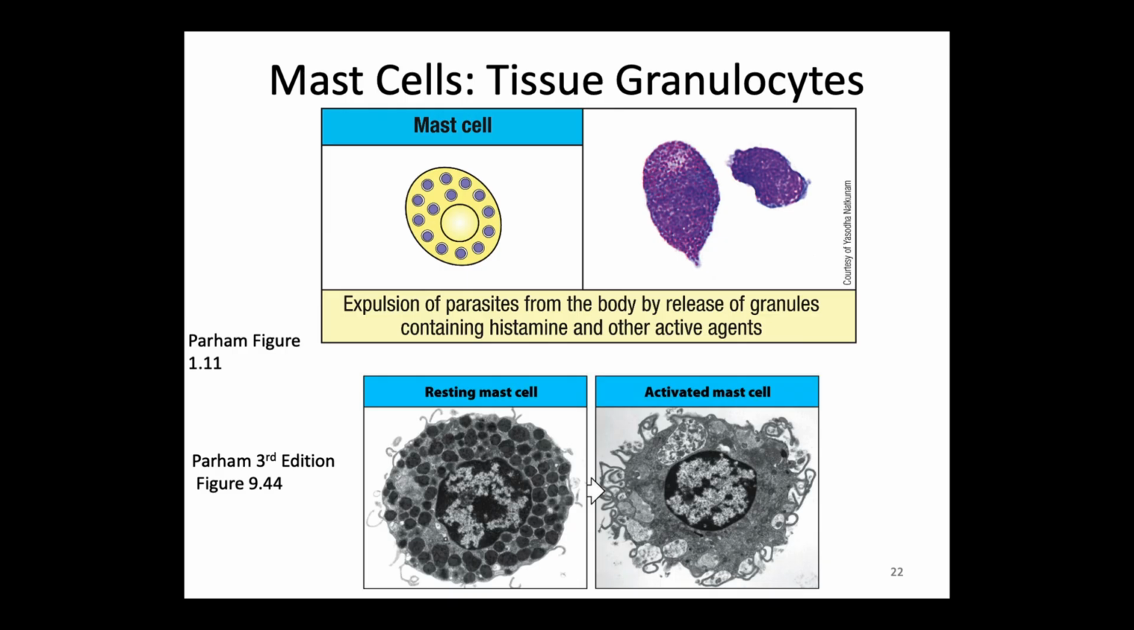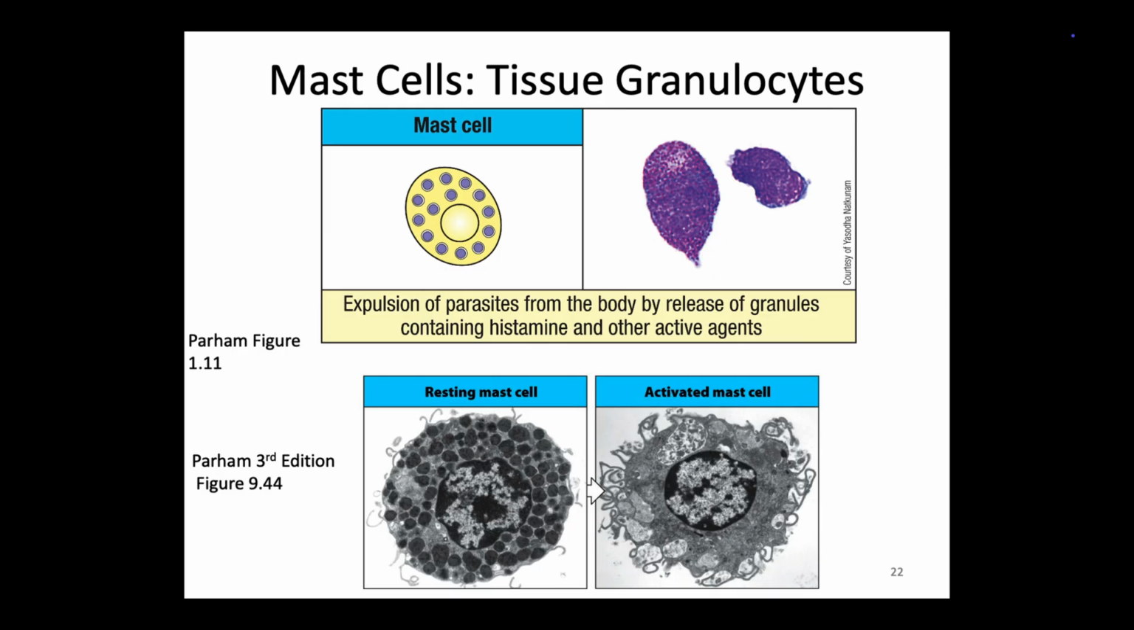So the major granulocyte that lives in tissues and not in the blood is called a mast cell. You can see the mast cell up here at the top with that same staining, and you can see lots and lots of granules. You can also see a mast cell with a different type of microscopy stain here. So we've got the nucleus and all of these little granules.